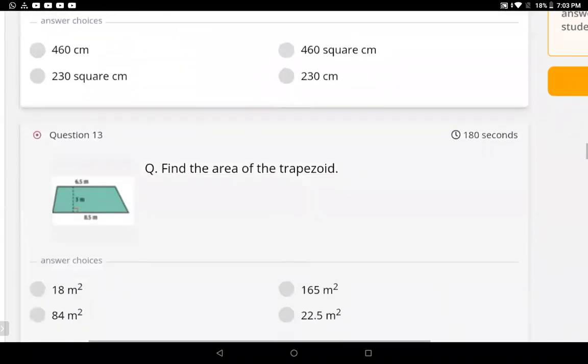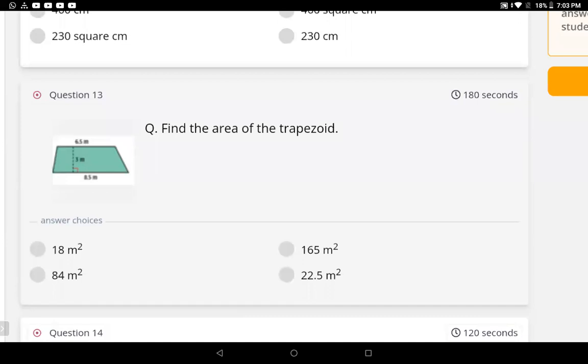Very good, sir. Nice estimation. Find area of trapezoid. What is the formula? Half into height into sum of parallel sides. Yes, half into height into sum of parallel sides. What is the sum of 6.5 and 8.5 together? It's 15.